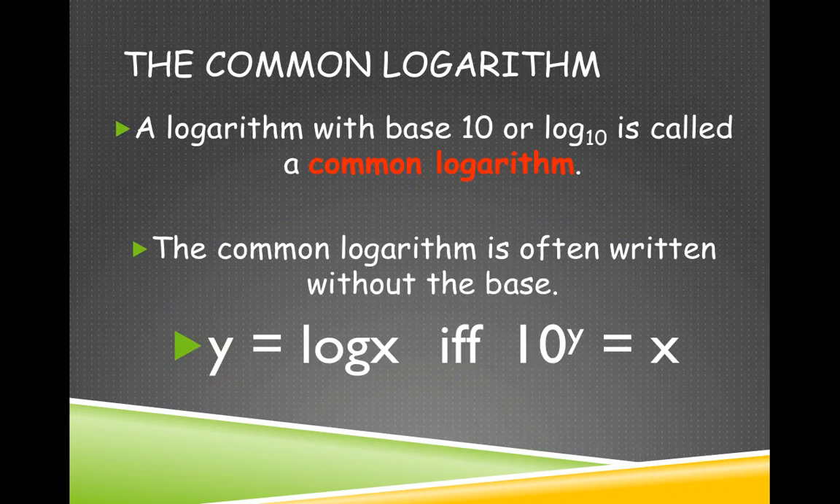Now, the common logarithm is whenever we have a logarithm with base 10. It looks like this, log base 10, and it's called the common logarithm. We usually write the common logarithm without actually writing the base. So if you see y equals log x, that means the understood base is 10. So this would be 10 to the y is equal to x. The common logarithm is written without the base. It's an understood 10.